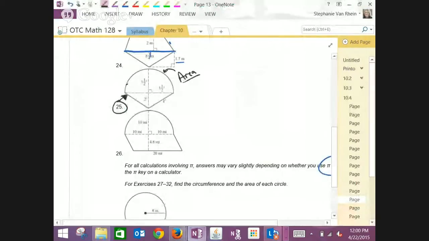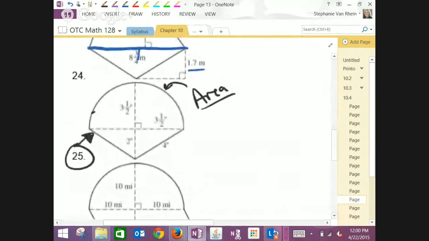We have a question on number 25. 25 is calculating the area of the shape. So we can break it up into a semicircle and a triangle. See that? So here, this distance is given.